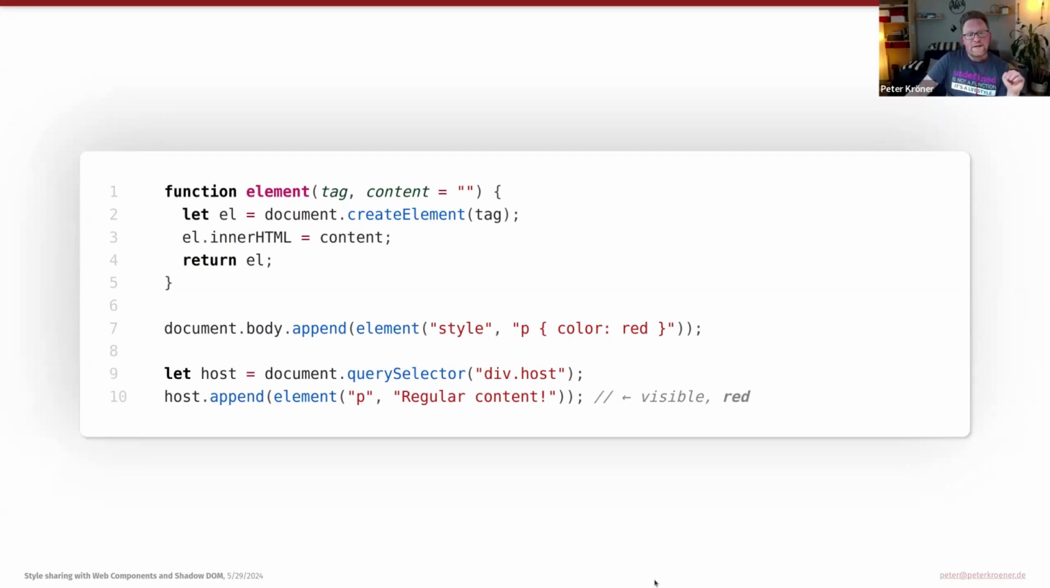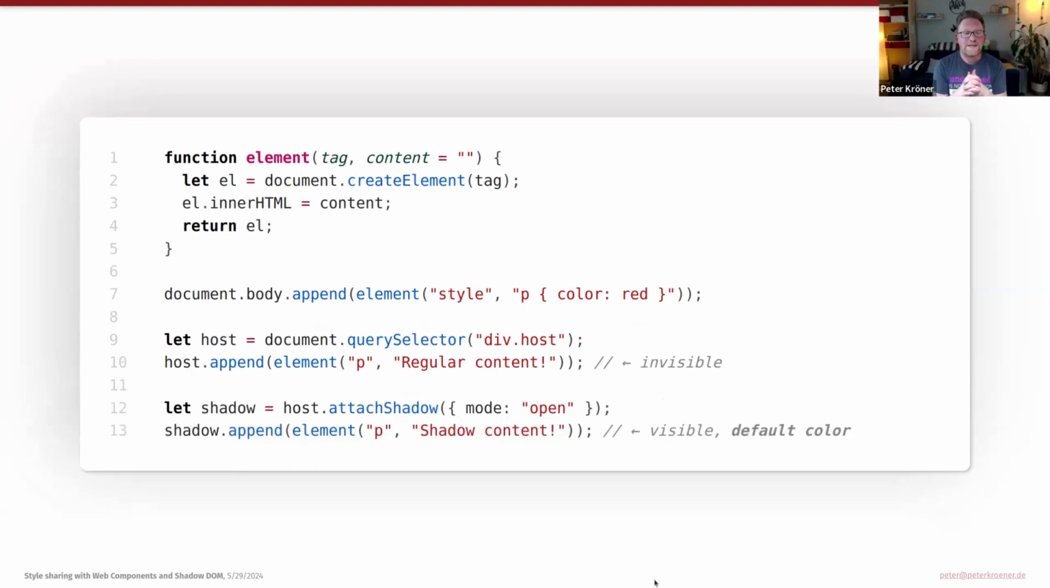And if we then attach some CSS to our web page, in this case by creating a style element and adding a rule that turns all p elements red, then of course this style is going to affect the p element that we just added to our host element. Line 10 results in the text regular content being rendered in red. This makes sense.